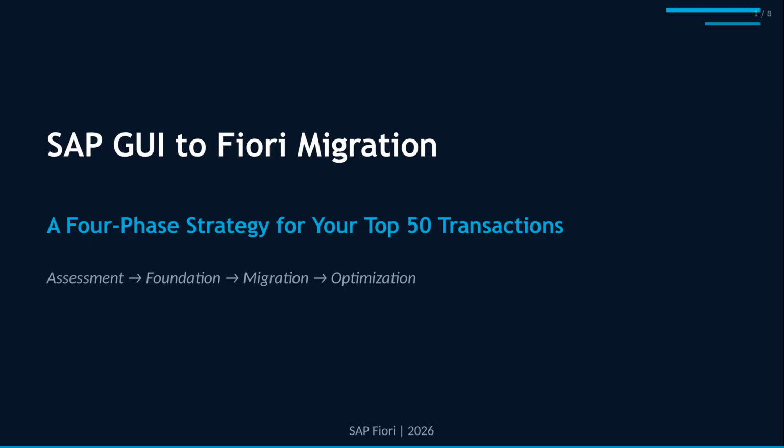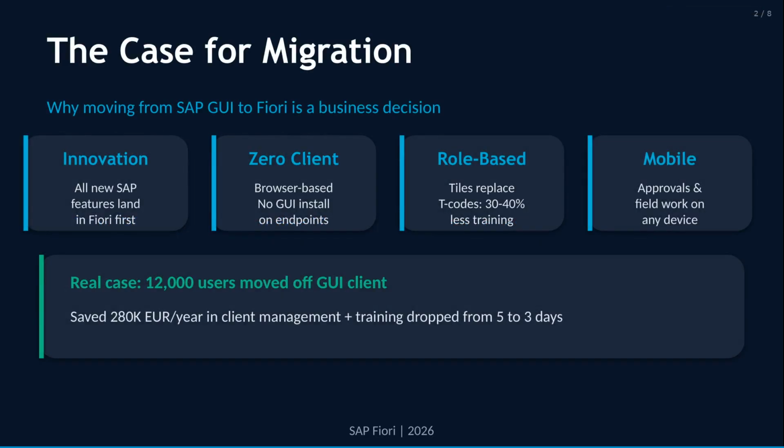Today, we will walk through a proven 4-phase migration strategy: assessment, foundation, migration, and optimization. Whether you are planning to migrate 50 transactions or 500, this framework gives you a structured path from GUI to Fiori. Let us start with why this migration matters beyond the user interface.